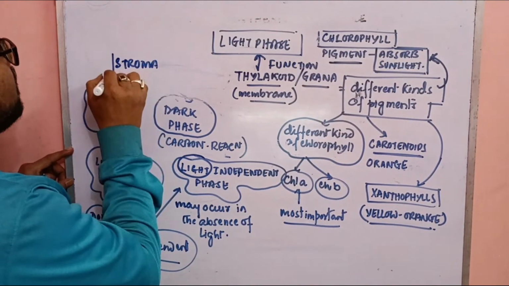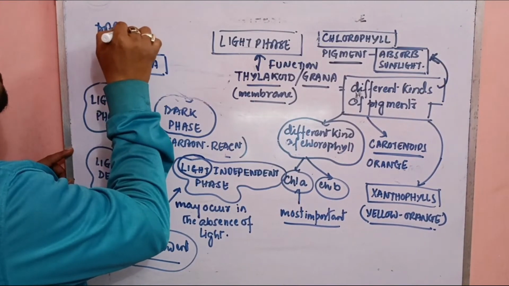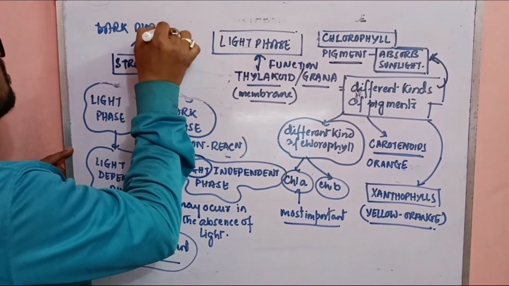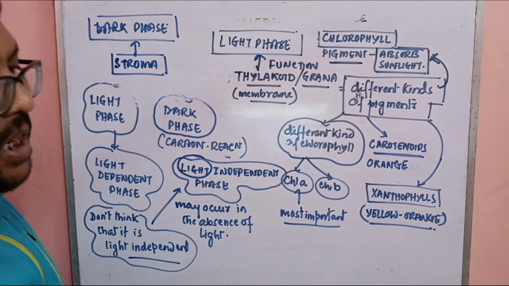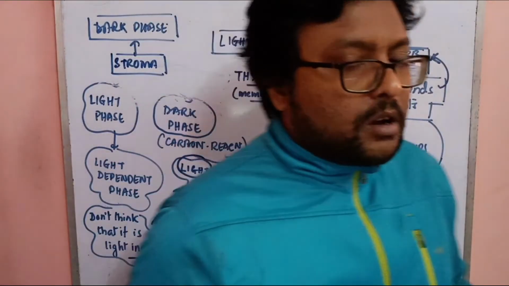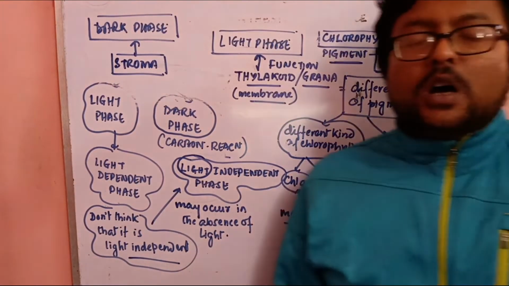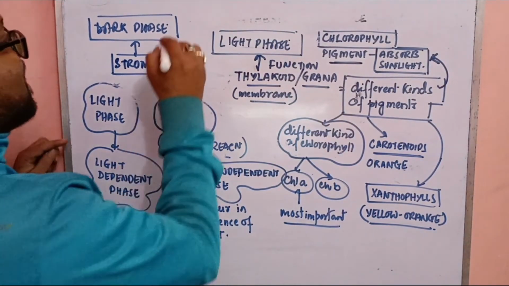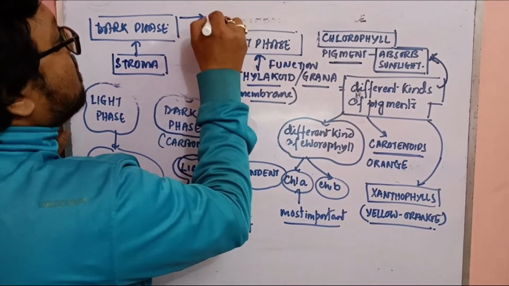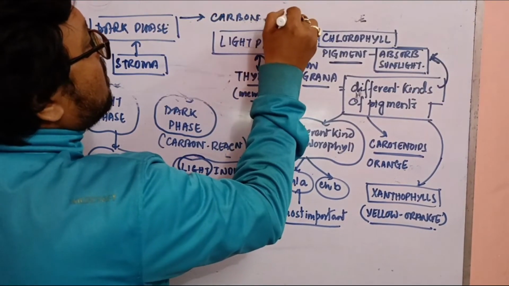we'll find that the dark phase occurs. So this is an important question asked to us: where does the light phase occur within the chloroplast and where does the dark phase occur within the chloroplast. Dark phase is also known as carbon reaction, and it is also known as carbon assimilation phase.